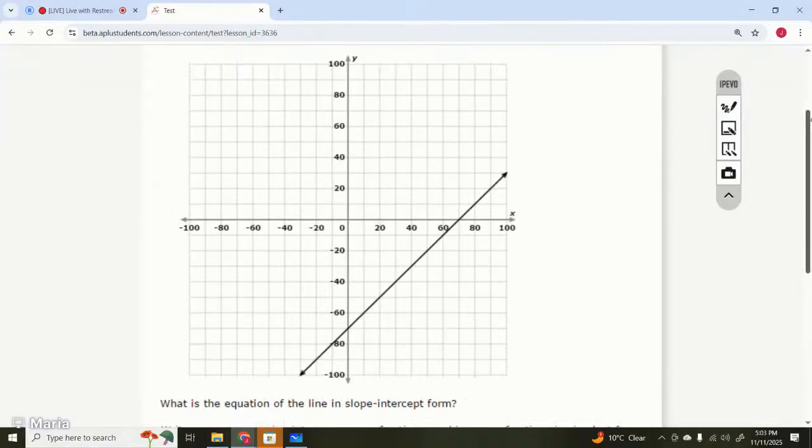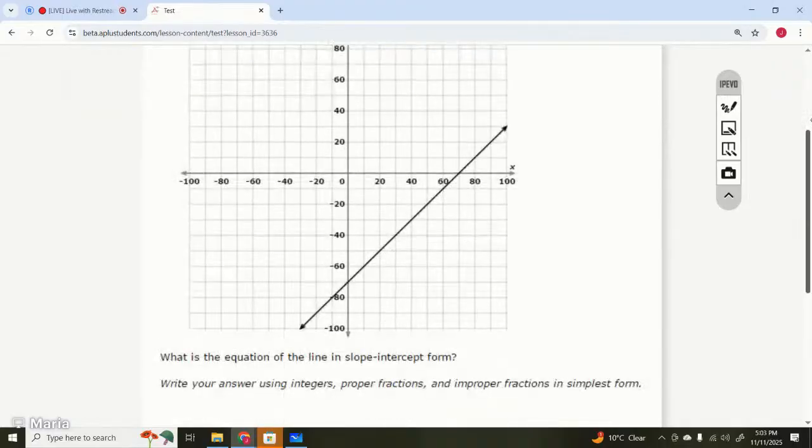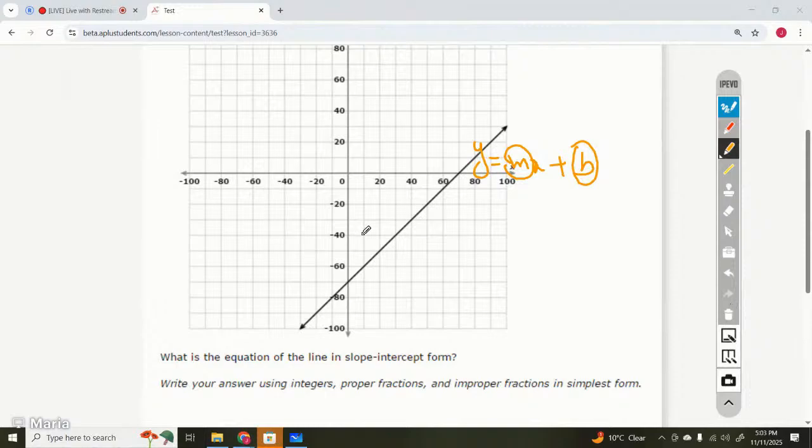Look at this graph. What is the equation of the line in slope-intercept form? So we need to find the slope and the y-intercept. The y-intercept is the point where the graph is crossing the y-axis. Here is the point. b is equal to negative 70, right? And we need to calculate the slope. For the slope, we need 2 points. Here is the first one, and for the second one I'm going to use the y-intercept.